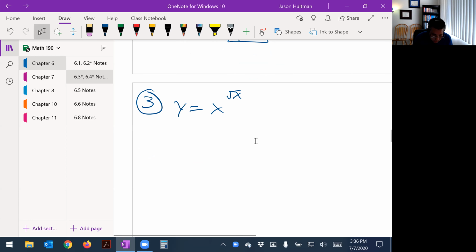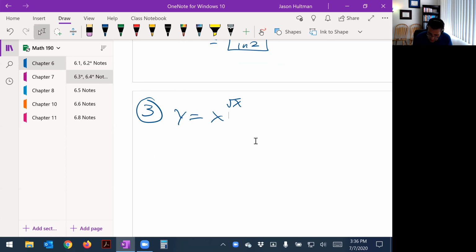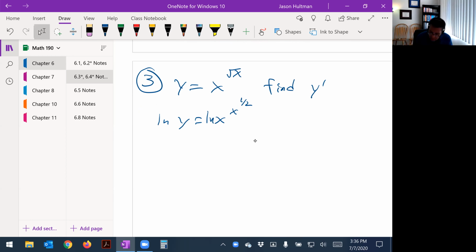Okay, so y equals x to the radical x. This is kind of interesting. Let's find the derivative of this one, find y prime. So we get y equals x to the 1/2 power, and I'm going to use logarithmic differentiation on this. Let's take the natural log of both sides. We get natural log y equals, I'm going to bring this guy down and put him in front, x to the 1/2 natural log x.